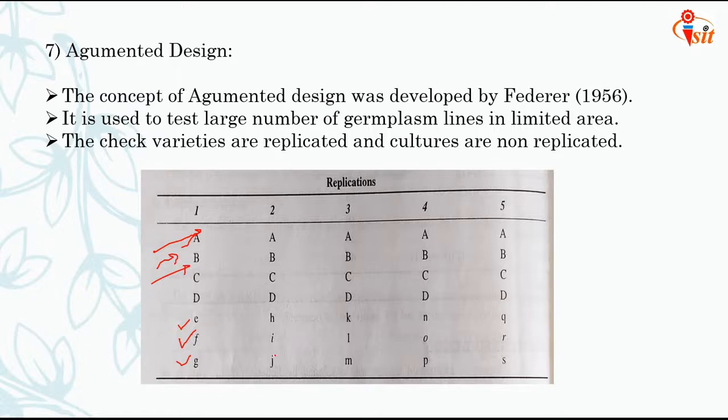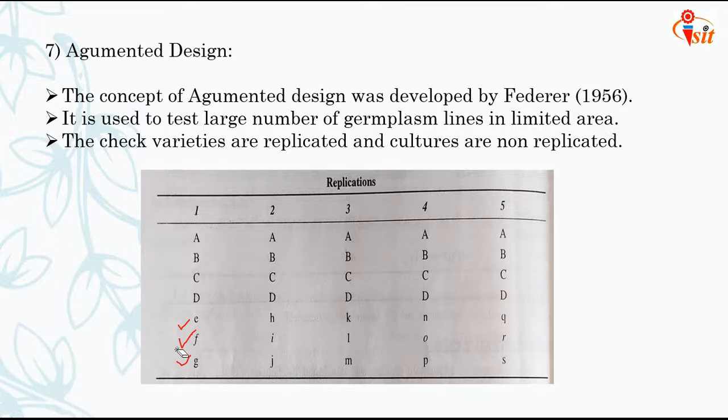E, F, G, H, I, J, K, L, M, N, O, P, Q, R, S. The germplasm lines are not replicated, and the checks are used to draw a valid conclusion or to screen a germplasm line; only the checks are replicated. So this is the augmented design, and you have to draw this diagram of the augmented design also.